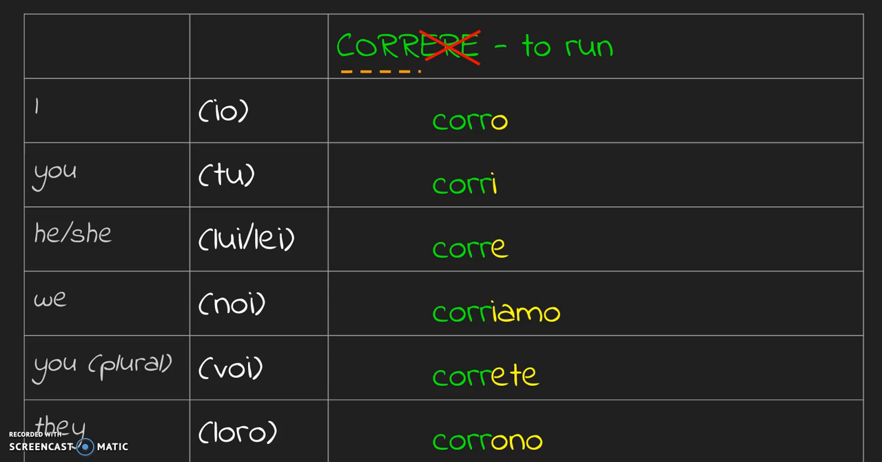So, I run, corro. You run, corri. He or she runs, corre. We run, corriamo. You, plural, run, correte. And they run, corrono.